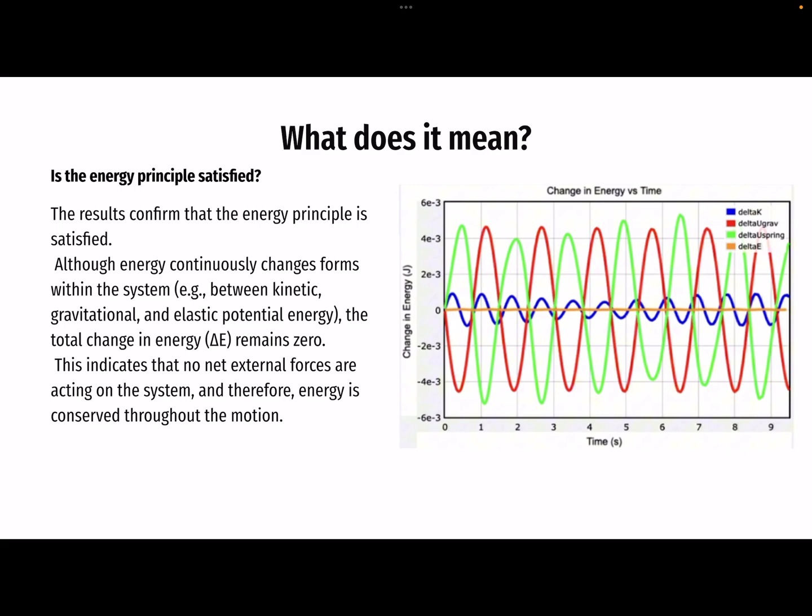So was the energy principle satisfied? The results confirm that the energy principle is satisfied. Although energy continuously changes forms within the system, the total change in energy remains zero. This indicates that no net external forces are acting on the system, and therefore energy is conserved throughout the motion.